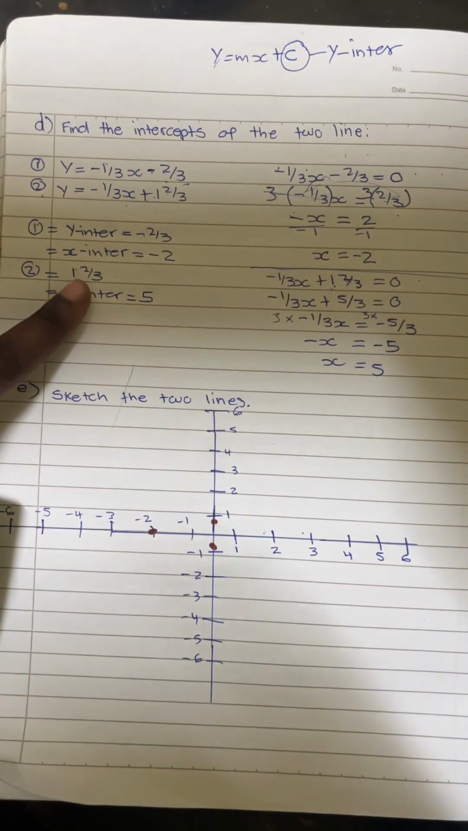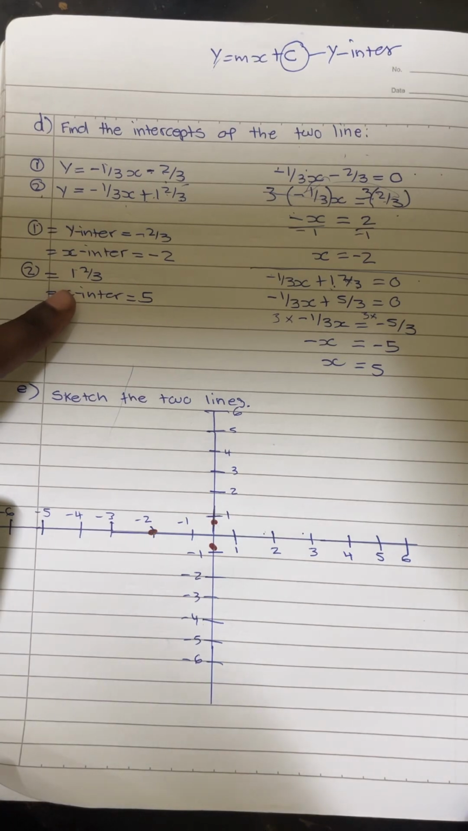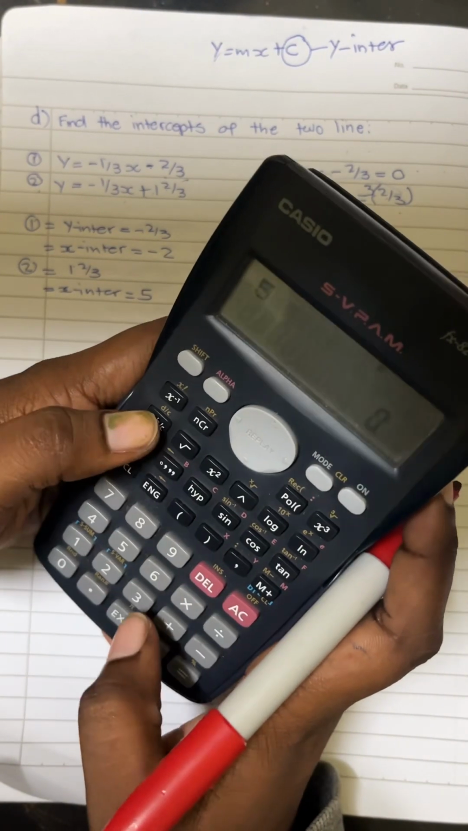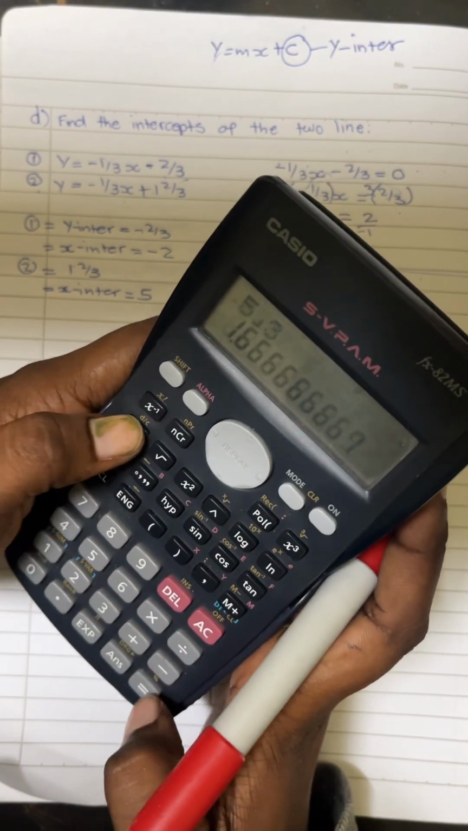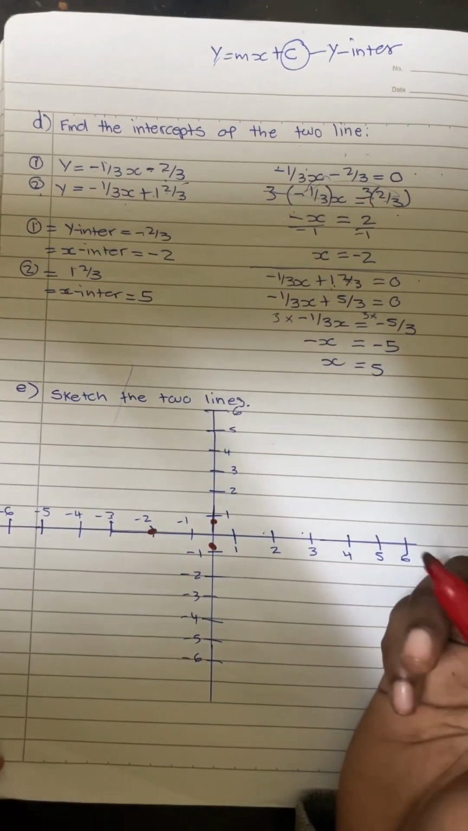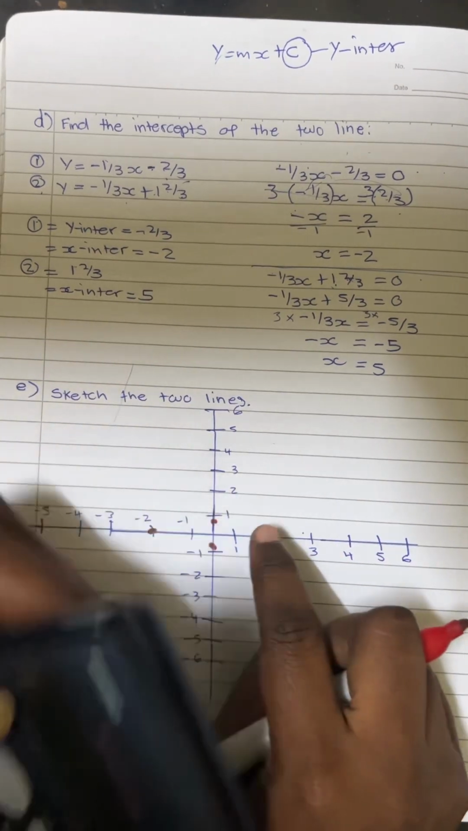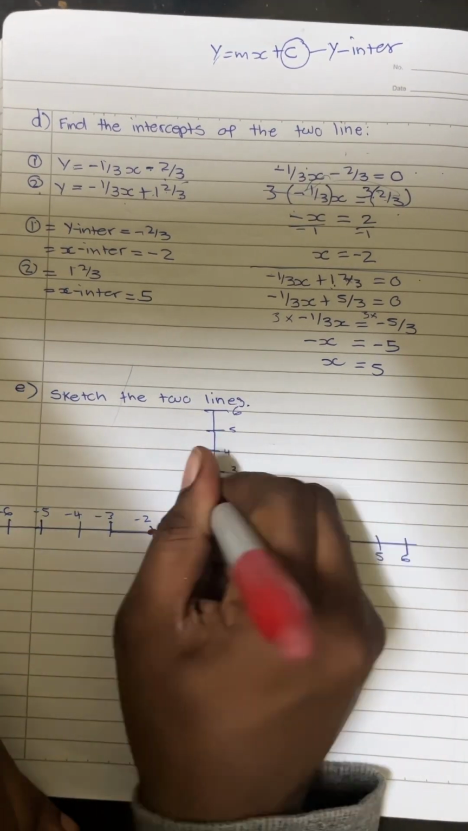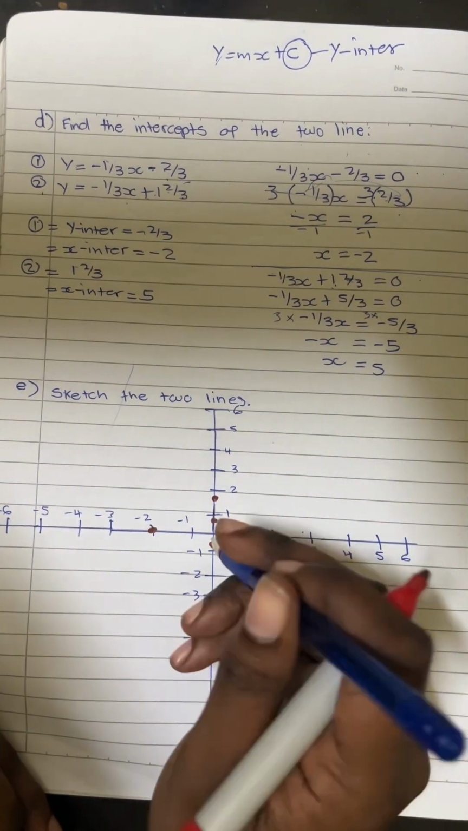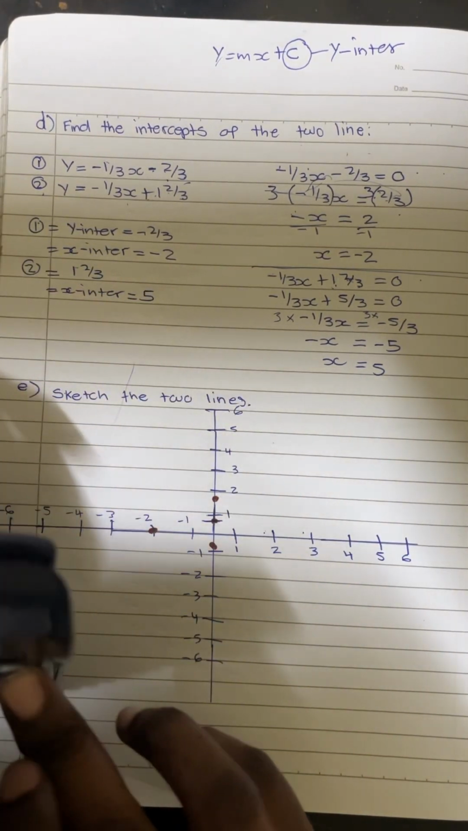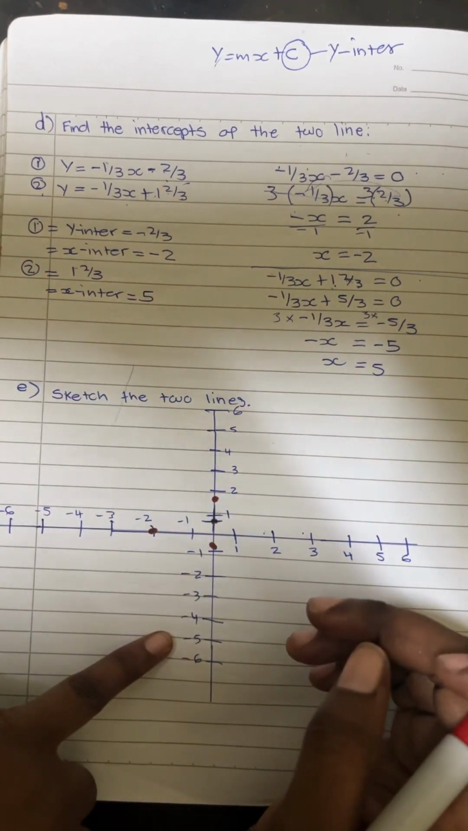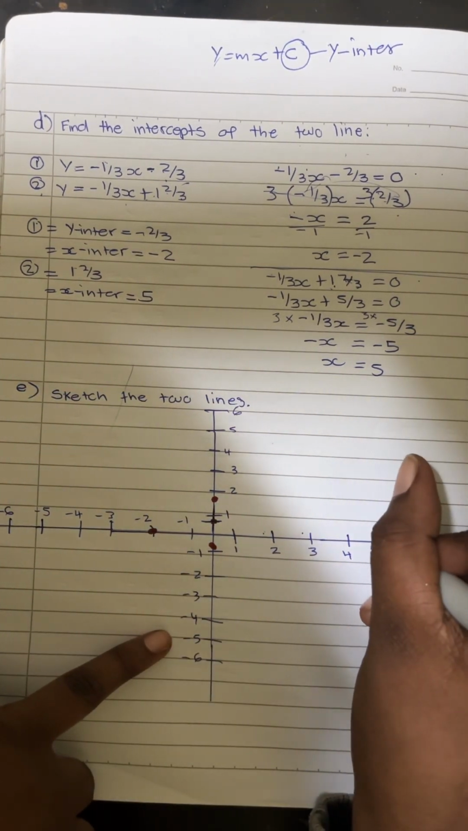And for the second line, our y-intercept is 1 2/3, so 5/3, approximately 1.7. So positive. That's the y-intercept, so it's going to be somewhere around here. Disregard this. Okay, and then our x-intercept is 5. So it's right here.